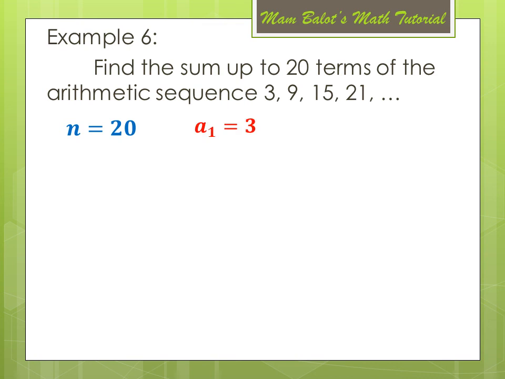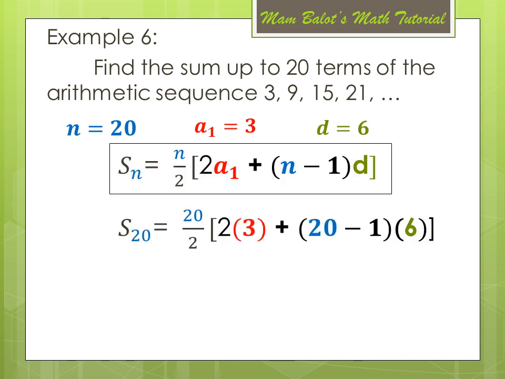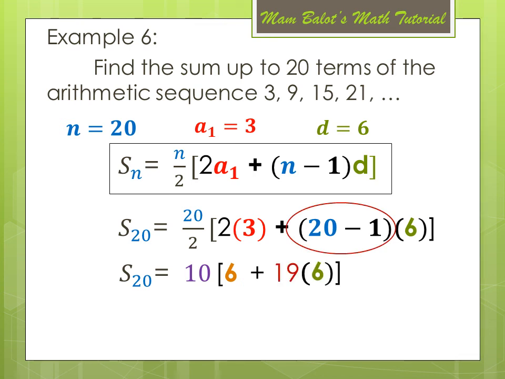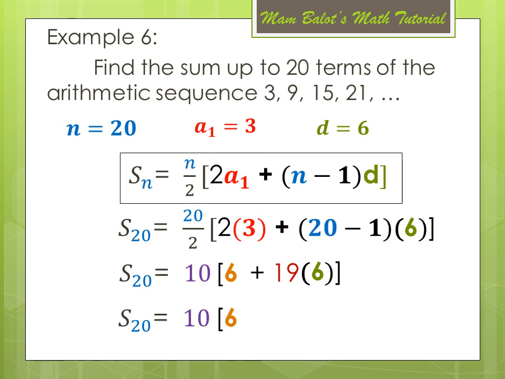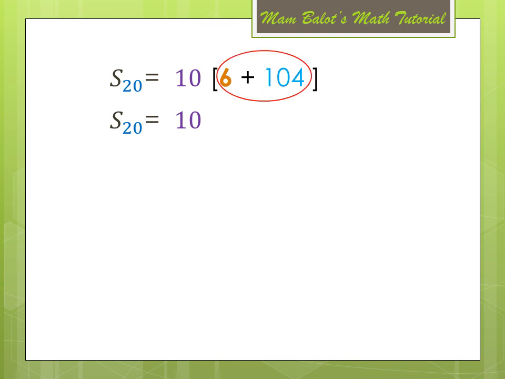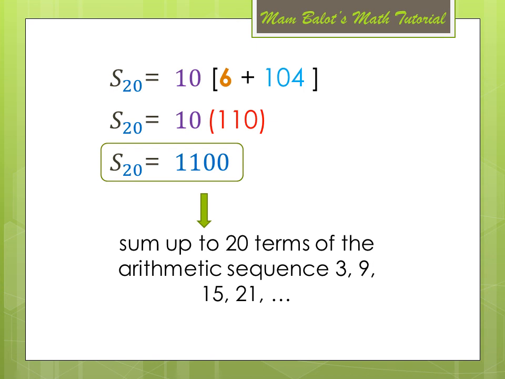So we have n is equal to 20, a sub 1 is equal to 3, and d here is equal to 6. So, substituting to our formula, we have s sub 20 is equal to 20 over 2 times 2 times 3 plus 20 minus 1 times 6. So, dividing 20 by 2, we have now 10. Multiplying 2 times 3, we have 6. Plus 20 minus 1, that would be now 19, times 6. Then, we have 10 times 6 plus multiplying 19 times 6, that is 114. And then adding 6 plus 114, we have 120. Multiplying 10 times 120, we get 1,200. Therefore, the sum up to 20 terms of the arithmetic sequence 3, 9, 15, 21, and so on is 1,200.